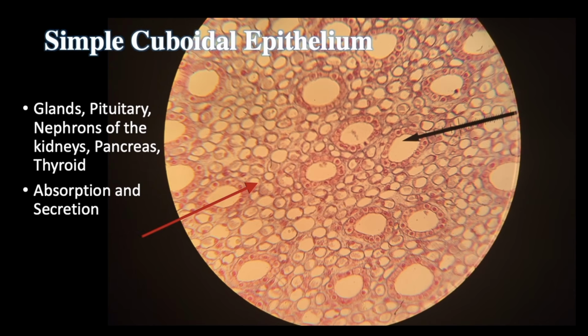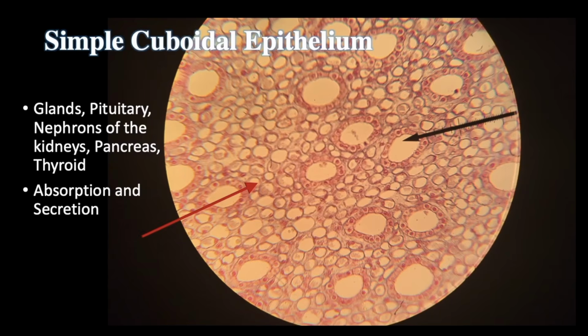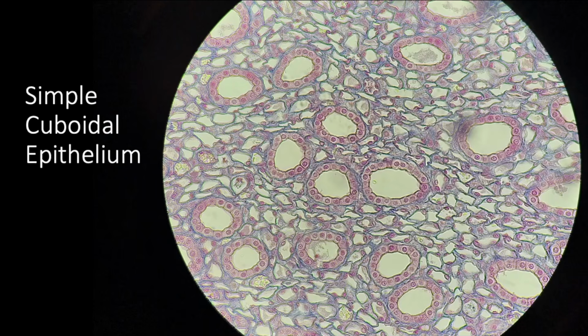They generally secrete, but in the nephron of the kidneys you can also have absorption as well. Now, be careful, because not all simple cuboidal slides will be from this view. Here's another one that looks very similar to this one. You can see even the nuclei even more clearly. You could fit maybe 2, 3 in there.